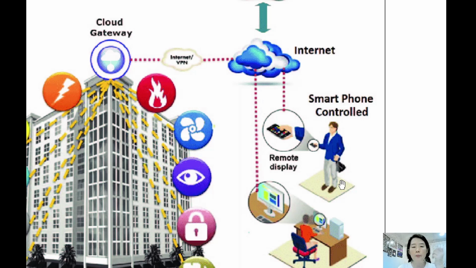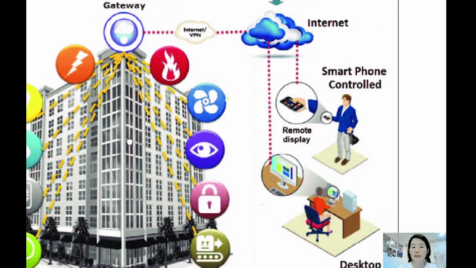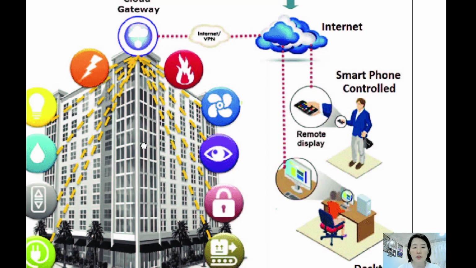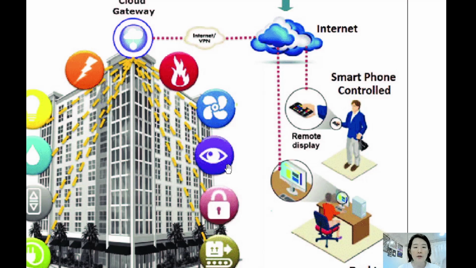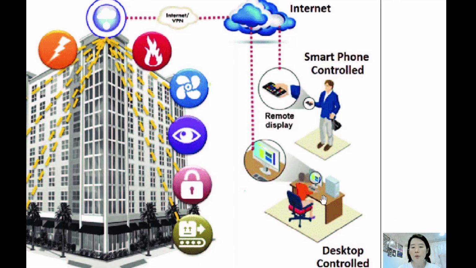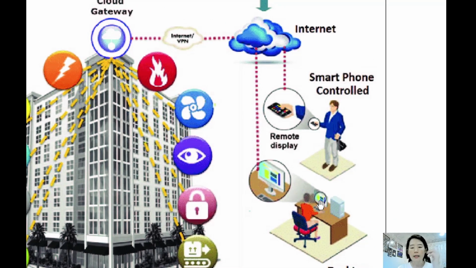The users will be able to sense this and collect data from here, get informed regarding any disaster that's happening or what services are available. For example, with a car park system, you'll be able to sense whether there is a car park here and there. And then on the desktop control, you'll be able to get the data and also control from your desktop.